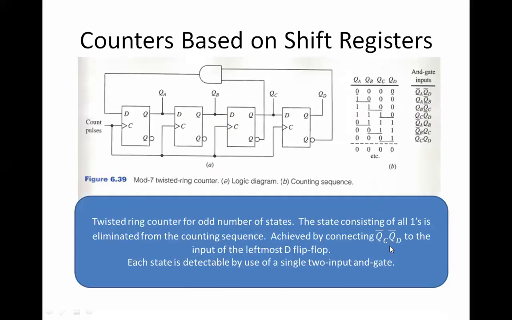So the next one, based on counters with the help of shift registers, is your mod 7 twisted ring counter. Mod 7 twisted ring counter. So with this, can you tell me what is happening? What's happening here in this circuit?